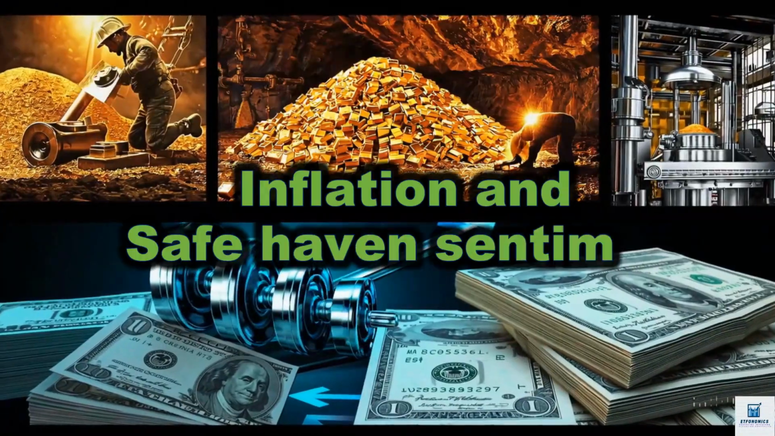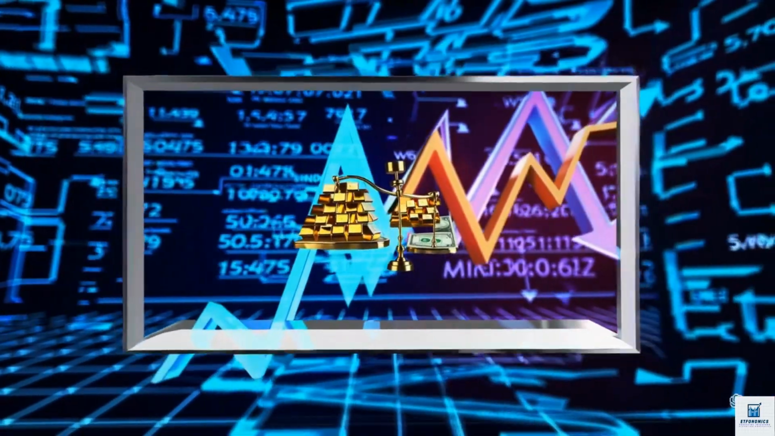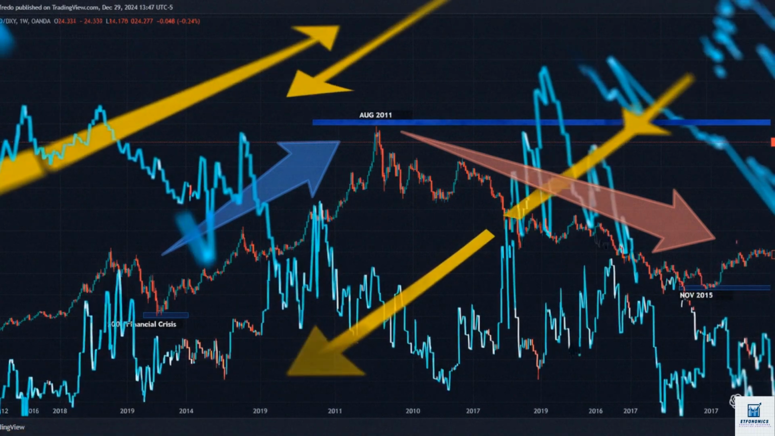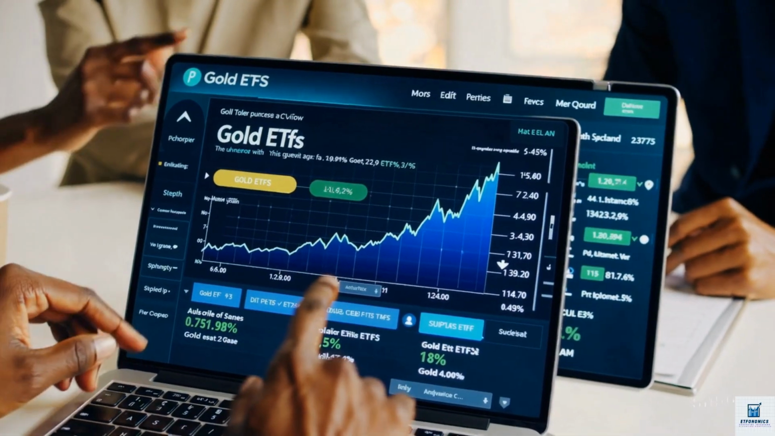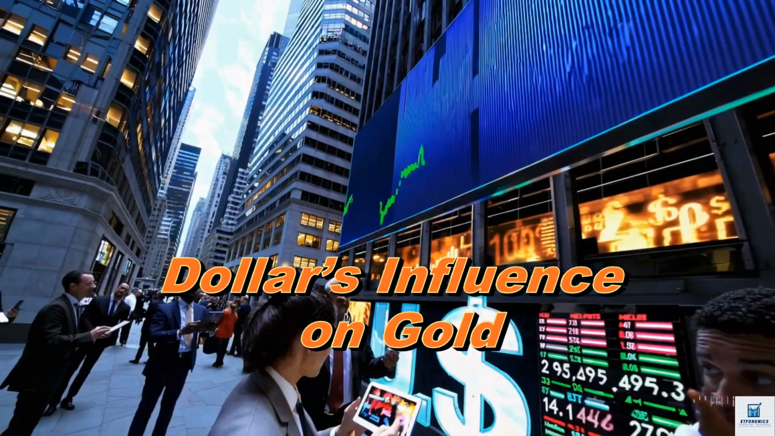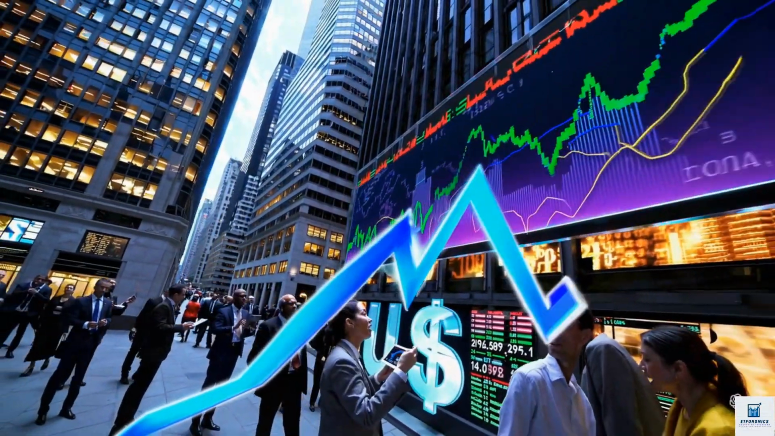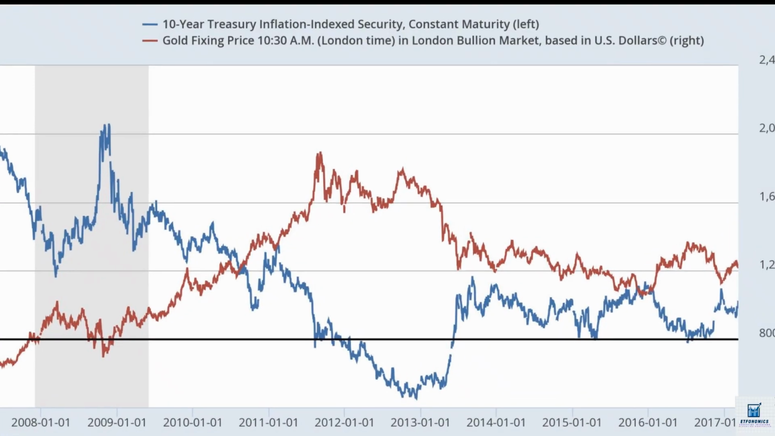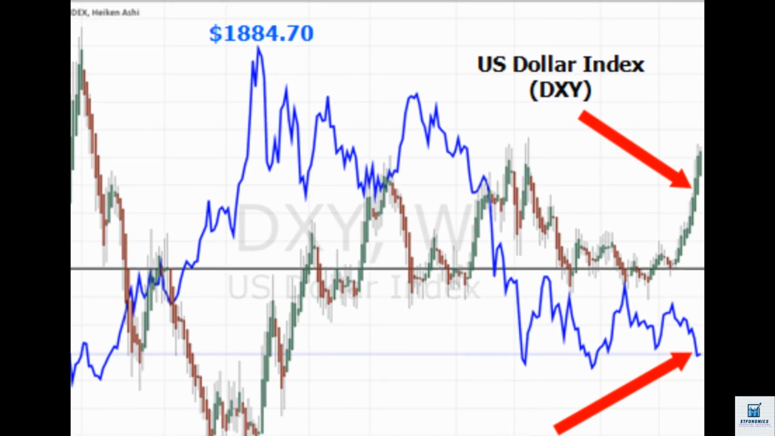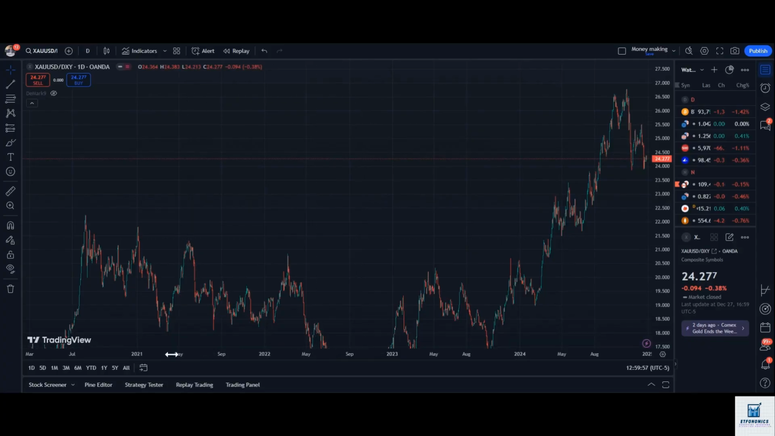Second, inflation and safe haven sentiment. A rising ratio may indicate a strong demand for gold as a safe haven asset or as protection against inflation, regardless of the dollar's strength. Third, the dollar's influence on gold. A falling ratio suggests the US dollar is strengthening relative to gold, possibly due to rising interest rates or a strong US economy. The ratio of the gold price to the dollar index is a powerful tool to understand gold's true performance.